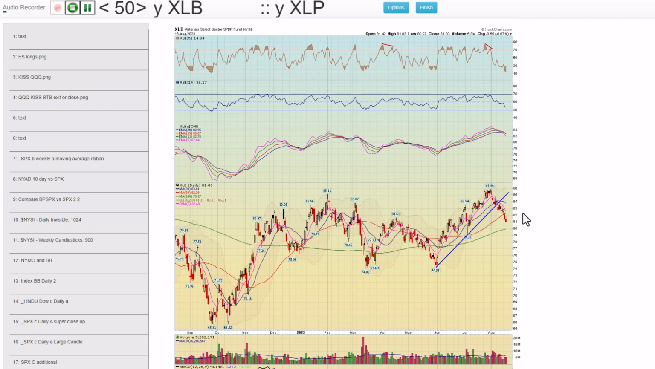Chart 50, here's XLB Materials. Since losing that uptrend line, it continues to weaken, and of course it lost the 50-day moving average yesterday. The 200-day moving average could be the next target.